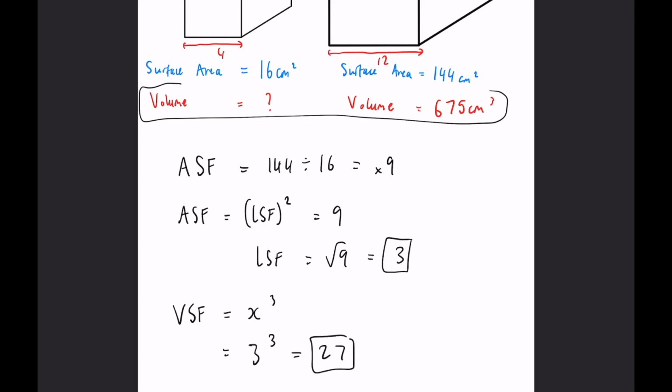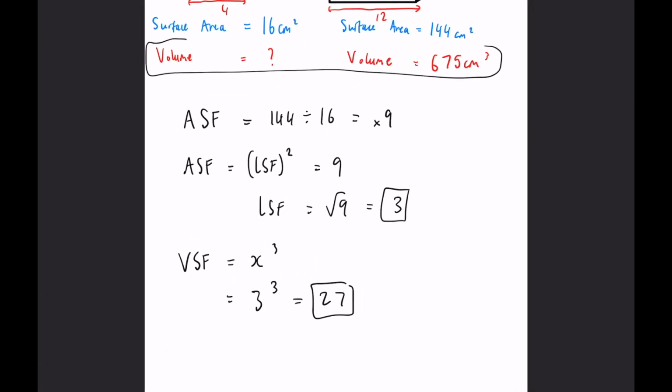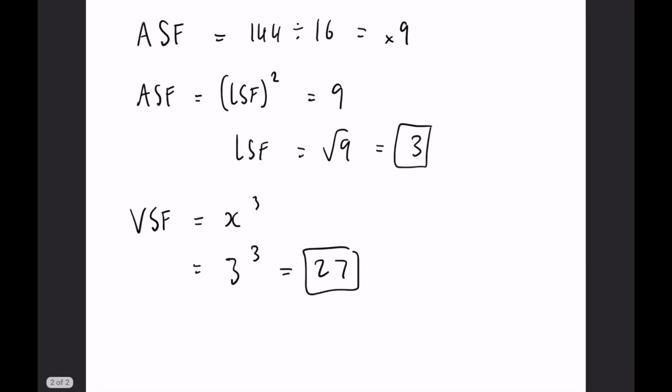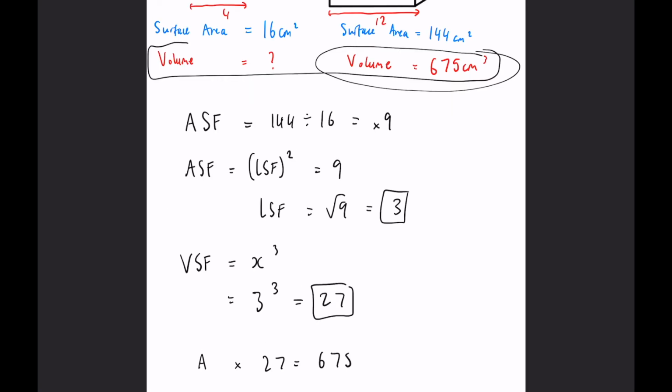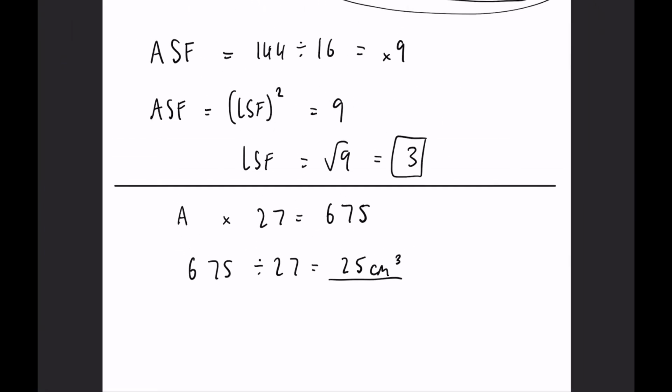So that means in terms of how much space it takes up, shape B is 27 times bigger than shape A. So we know the volume for shape B. So we need to work out A multiplied by 27 equals 675. Now an easier way of doing that is simply 675 divided by 27. And again, you can sit here and work it out. The answer is going to be 25 centimeters cubed. And that is your final answer.